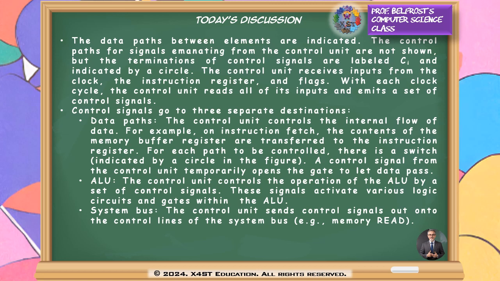With each clock cycle, the control unit reads all of its inputs and emits a set of control signals. Control signals go to three separate destinations. First is the data paths. These control the internal flow of data. For each path to be controlled, there is a switch, and a control signal from the control unit temporarily opens the gate to let data pass. The second is the ALU. The control unit controls the operation of the ALU by a set of control signals. The signals activate various logic circuits and gates within the ALU. The third is the system bus. The control unit sends control signals out onto the control lines of the system bus.